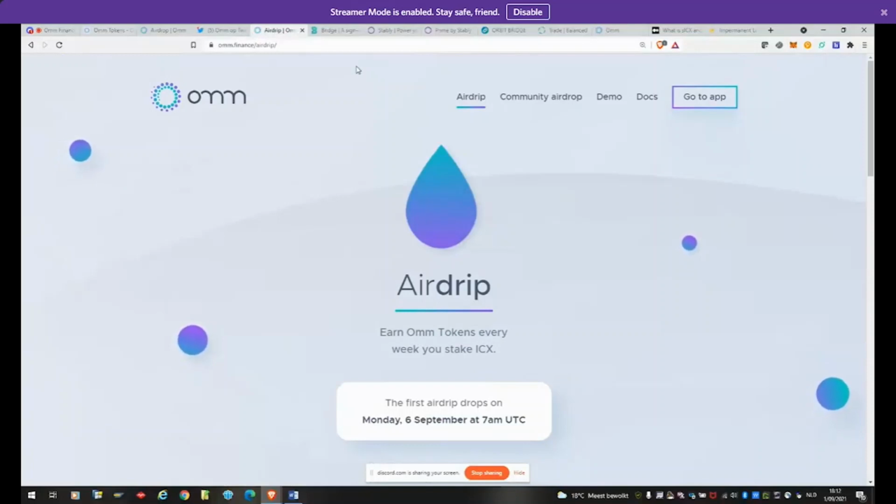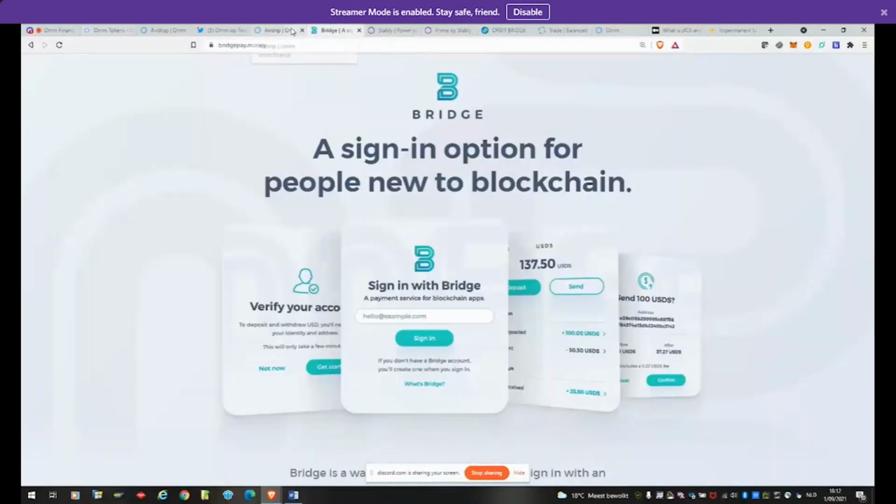Then the next topic is Bridge. Maybe I first cover the differences of stablecoins before I move to the Bridge topic. So we have three different stablecoins: BNUSD, USDS, and IUSDC. Some people have asked the question, why are there three? Isn't it confusing? Isn't it better to have just one?